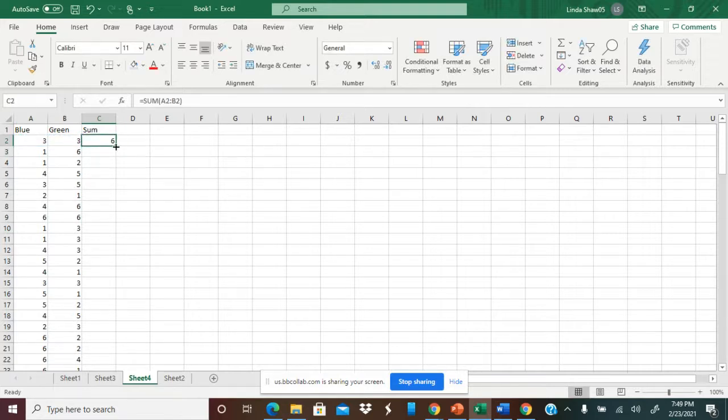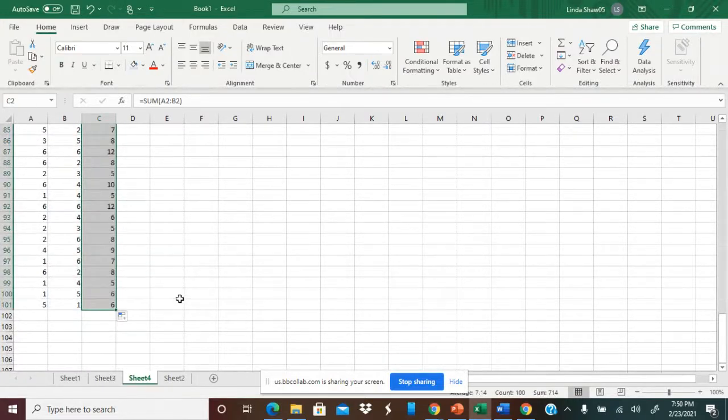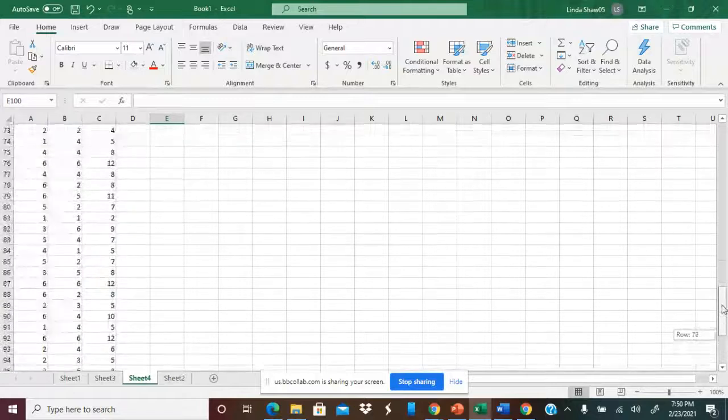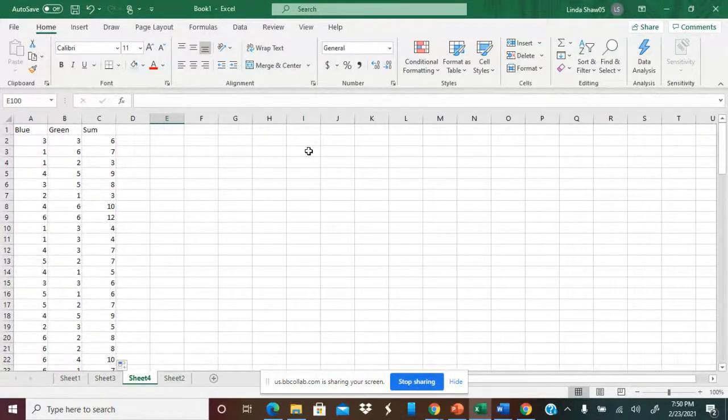And then she's pulling this down. But see, now she's getting numbers. So that's what we get for the sum. Now, Linda said she wanted to look at a probability distribution. So Linda, I'm going to ask you now to go over here somewhere and write X and P of X.